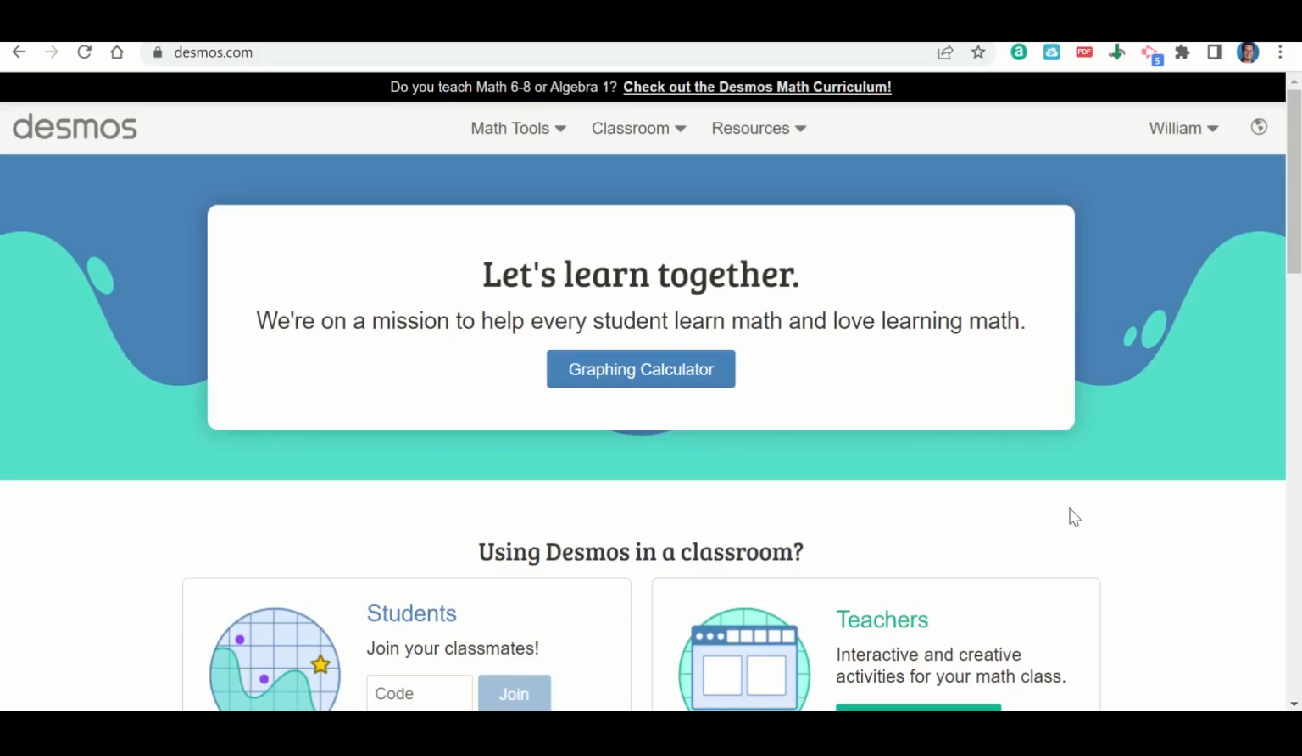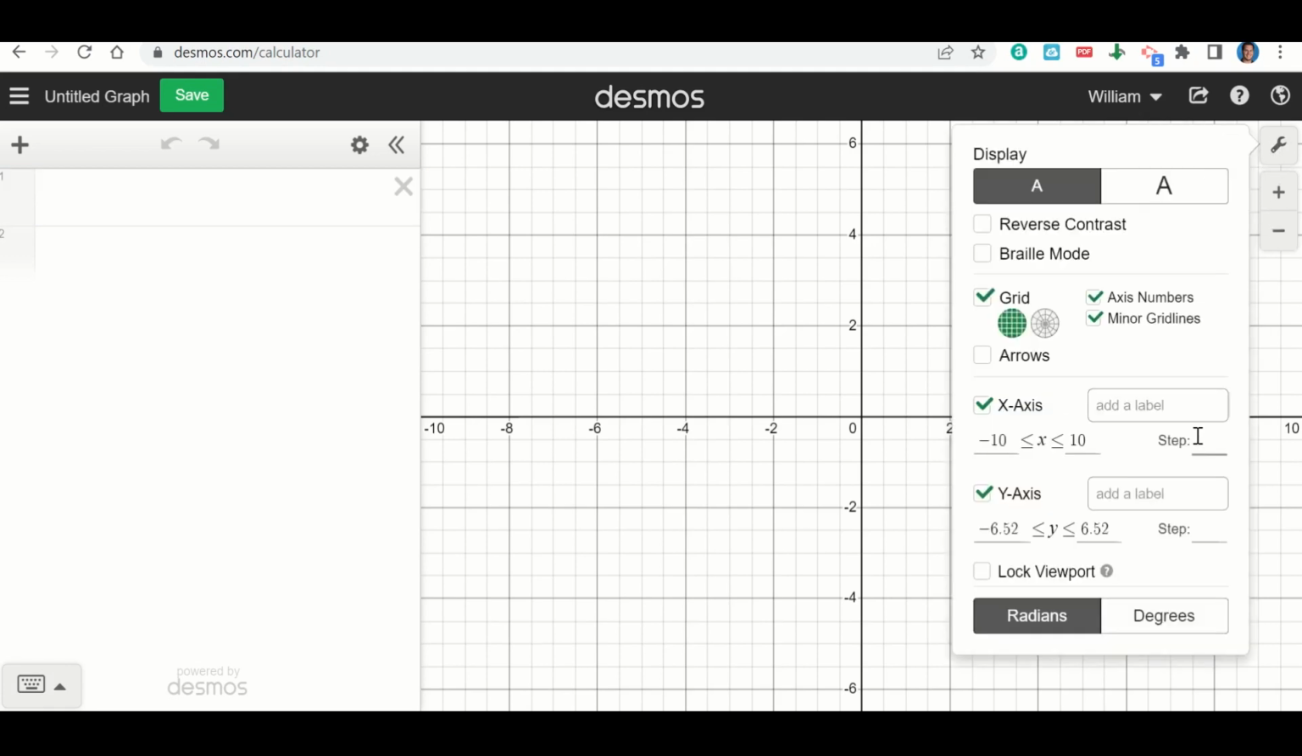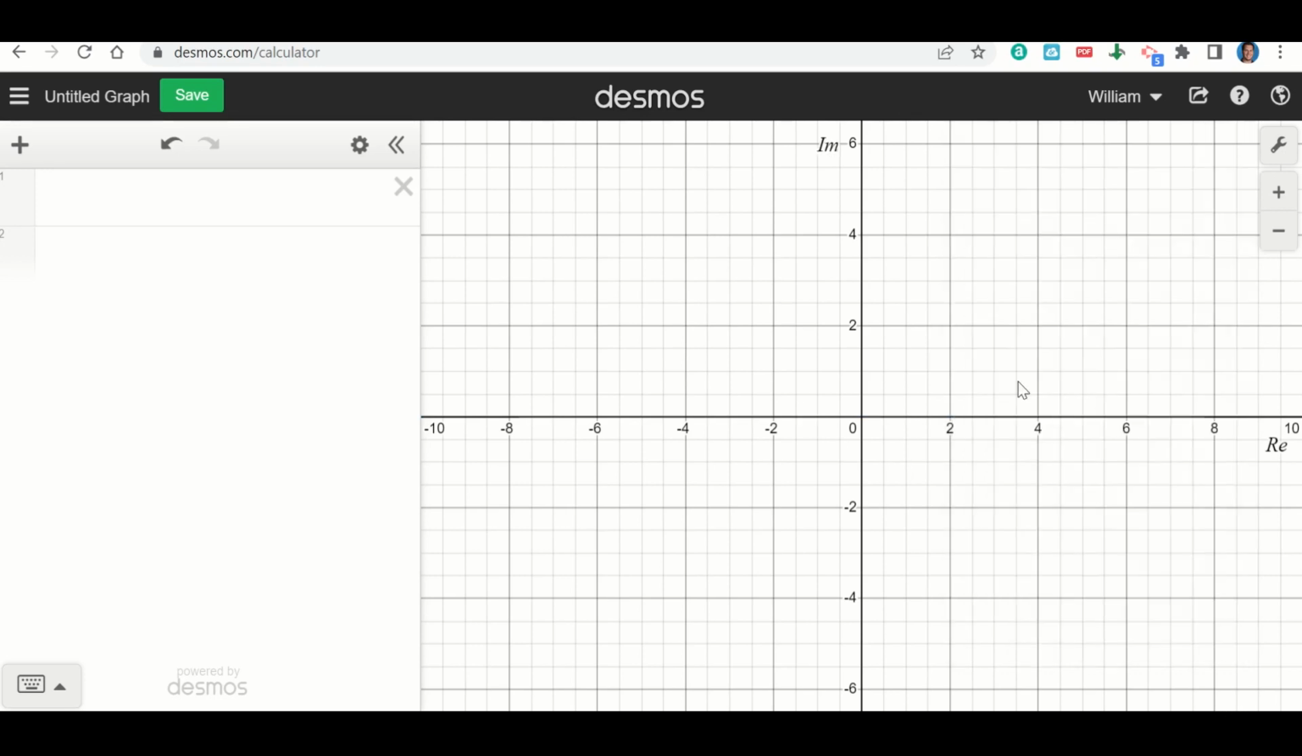Let's talk now about how we can plot complex numbers on the coordinate plane using Desmos. So what we're going to do is go to Desmos.com and click on Graphing Calculator. And notice it gives us a standard graph, and we need to change this to become an Argand diagram. So we're going to click on the little wrench here, and for my x-axis I'm going to label that RE for real, and the y-axis we're going to label that IM for imaginary. Now we have our real and imaginary axes.